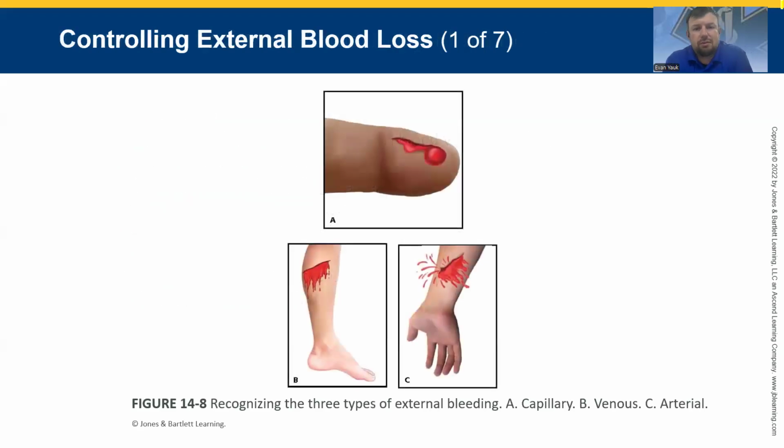So controlling external bleeding. I think these are kind of common sense, but that's your everyday paper cut. You get a little bit of blood. That's a capillary. It's a small amount of blood. Your venous is down here where it runs out. It's a steady flow. That's a vein. Direct pressure will usually stop that. And then your arterial, this is where it's going to be squirting. These are going to be really hard to control. You use direct pressure, and then when that doesn't work, we do a tourniquet.